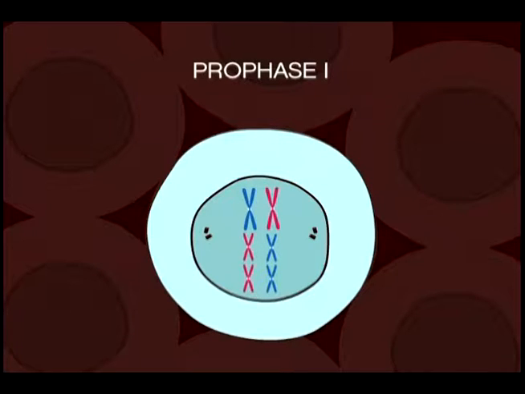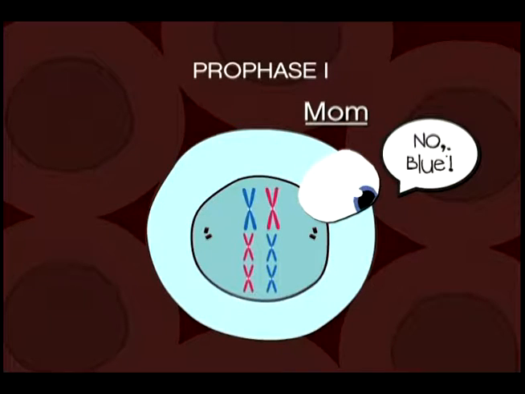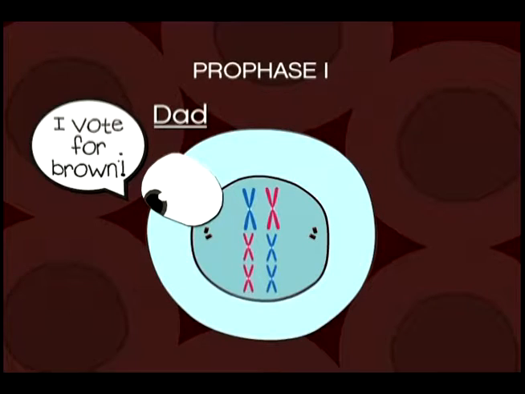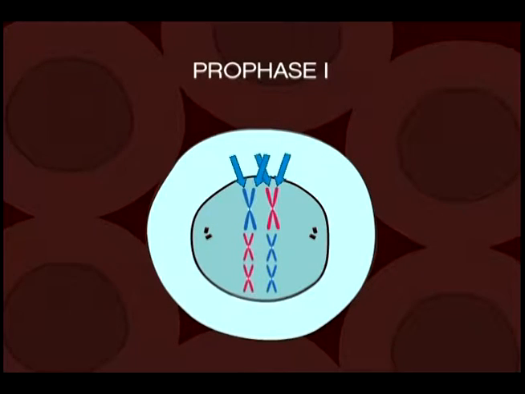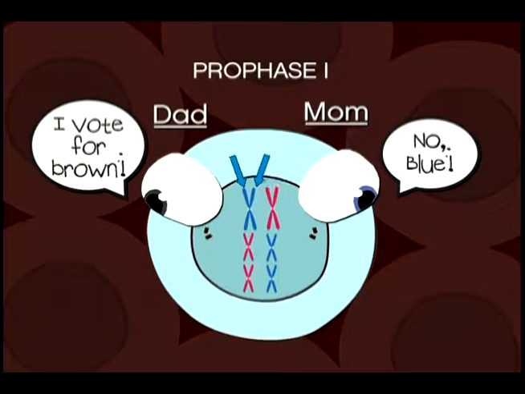Don't forget that each chromosome has just been duplicated and contains 2 chromatids. The 2 from your mom are identical, and so they're both arguing for blue eye color, while the 2 from your dad are identical, and they're both arguing for brown eye color. That's 4 chromatids for each tetrad, and they're all talking about the same feature, in this case, eye color. The next thing that happens in prophase 1 is really, really important, so listen up.